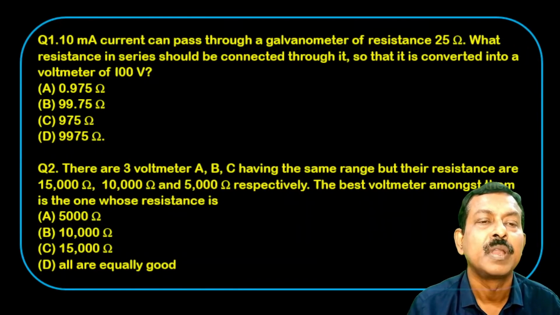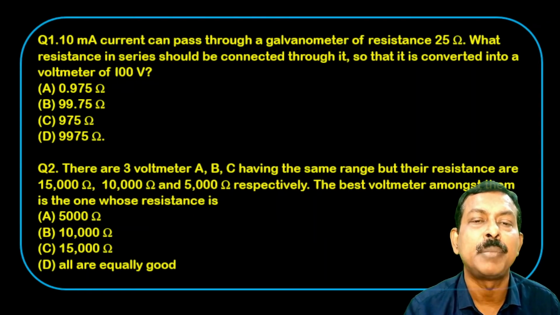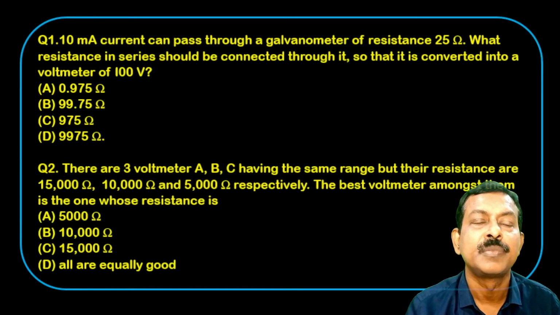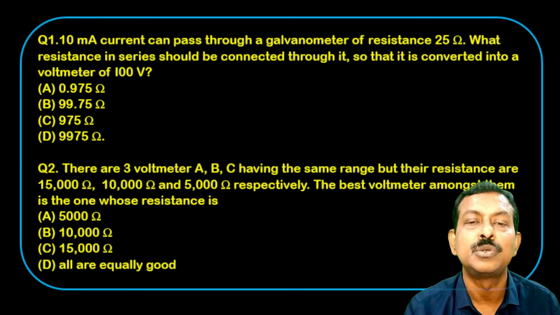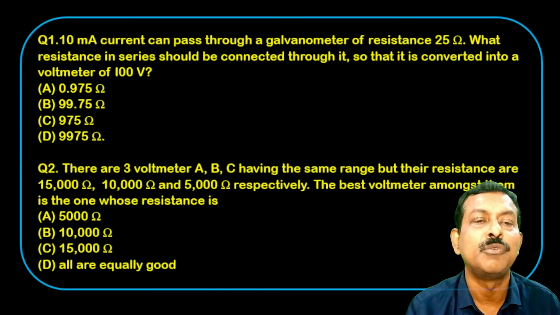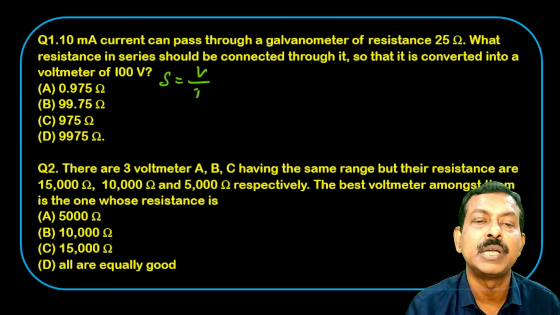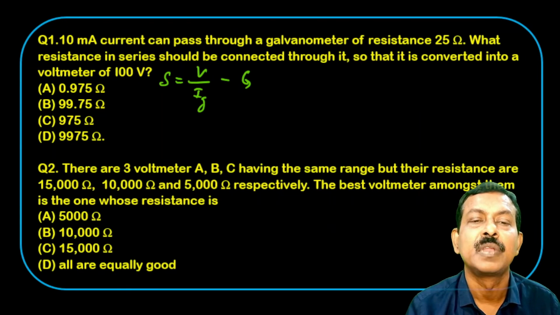The first one: a 10 milliampere current can pass through a galvanometer of resistance 25 ohm. What resistance in series should be connected so that it is converted into a voltmeter of 100 volt? You know that if you want to convert it into a voltmeter, the value of the series resistance is V by Ig minus G. So the voltmeter range is 100, divided by the maximum current that can pass through the galvanometer, which is given as 10 milliampere.